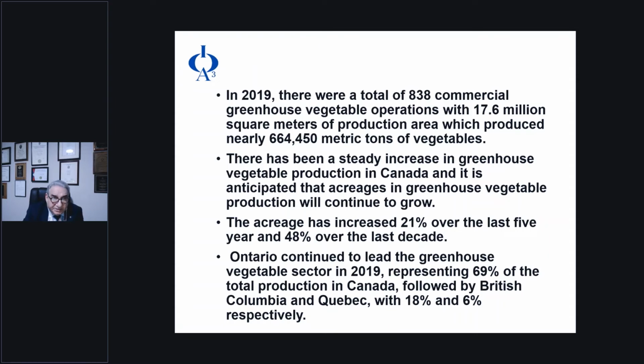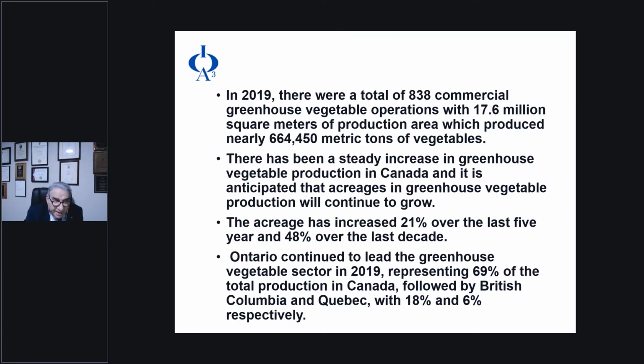So in 2019, there were a total of 838 commercial greenhouse vegetable operations, with 17.6 million square meters of production area, which produced nearly 664,450 metric tons of vegetables. And there is a steady increase in greenhouse vegetable production, an increase in numbers, and in fact an expansion of the sizes as well.